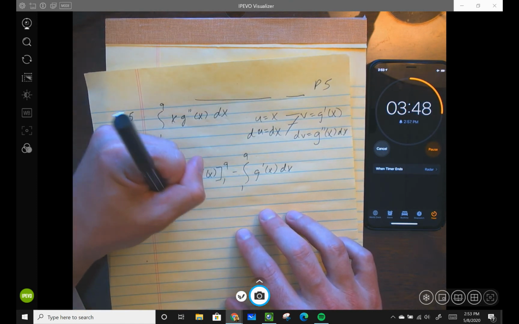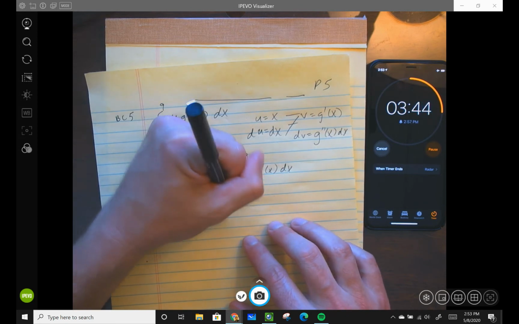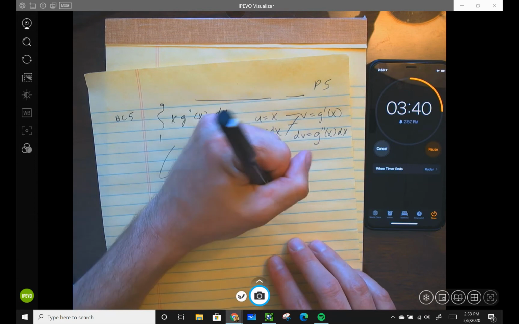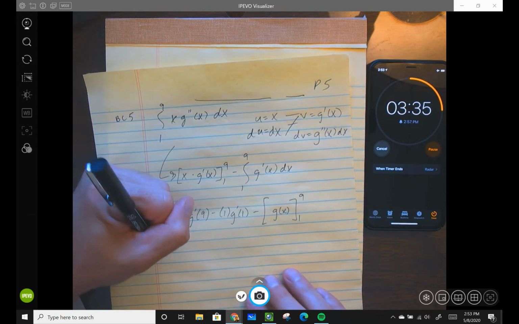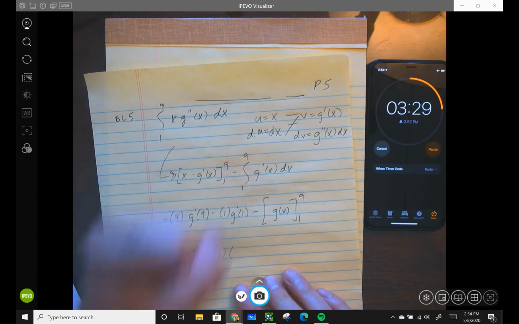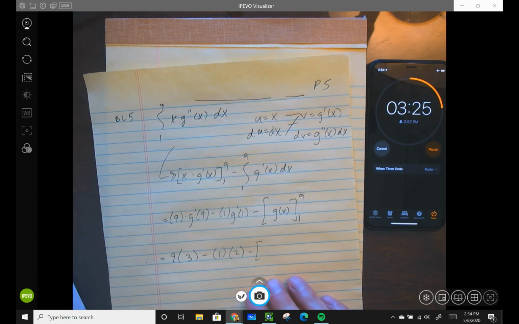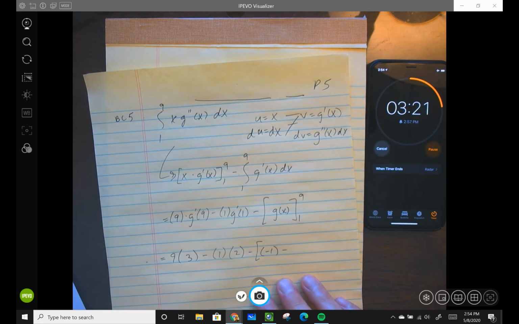So I've got 9 g prime of 9 minus 1 g prime of 1, minus g evaluated from 1 to 9. So 9 g prime of 9 is 3, minus 1 g prime of 1, 2, minus bracket g of 9, negative 1, minus g of 1, 3.